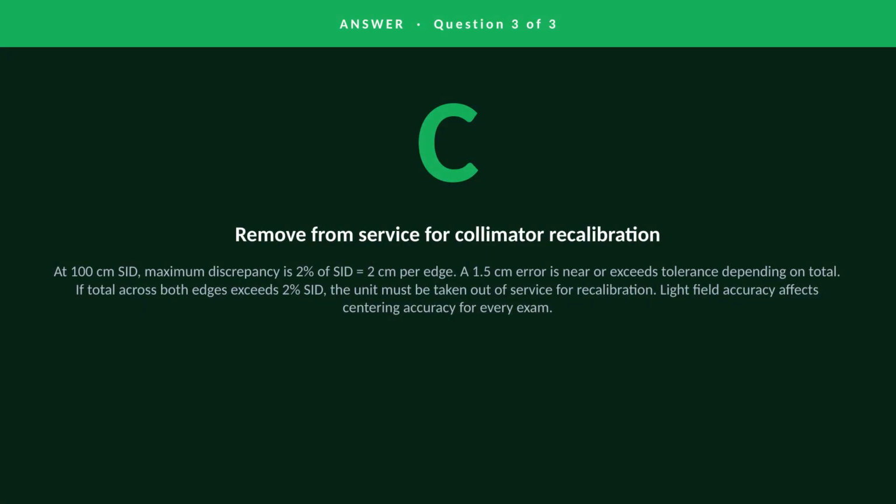The answer is C. Remove the unit from service for collimator recalibration before further use. At 100 cm SID, the maximum allowable discrepancy is 2% of SID, 2 cm per edge. A 1.5 cm discrepancy on a single edge may approach or exceed tolerance depending on the total across both dimensions. If the tolerance is exceeded, the unit must be taken out of service for recalibration. Every exam taken with an inaccurate light field has been centering on the wrong location.